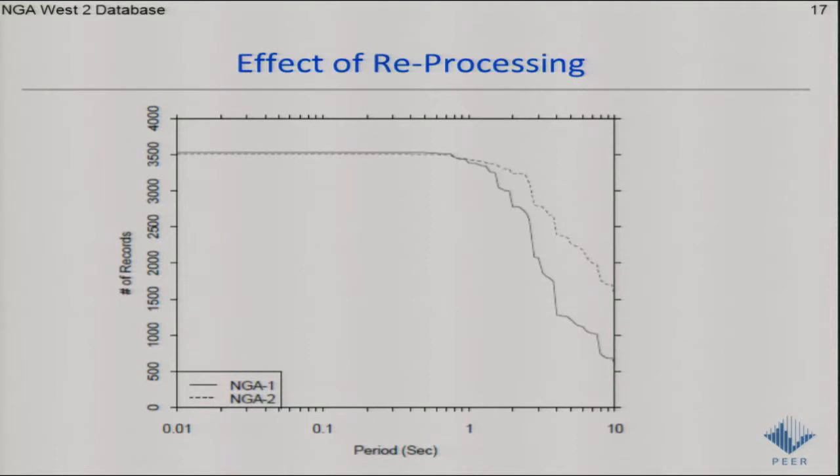As you can see, the NGA West 1 usable number of records for that period range is shown in the solid curve. The NGA West 2 project is shown in the dashed curve. What you can take away from this is at a longer period, say around 10 seconds, the number of records that could be used in the ground motion prediction equation has more than doubled. So even though they were using the same time series, this was a significant effort to reanalyze whether or not you can push that filter corner out. And I think it has a significant contribution.